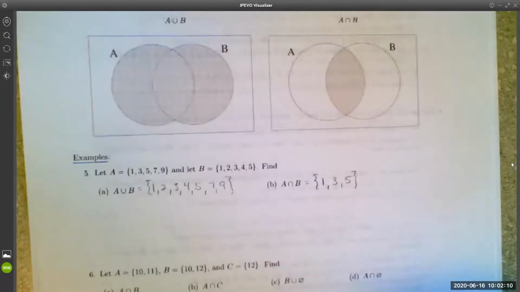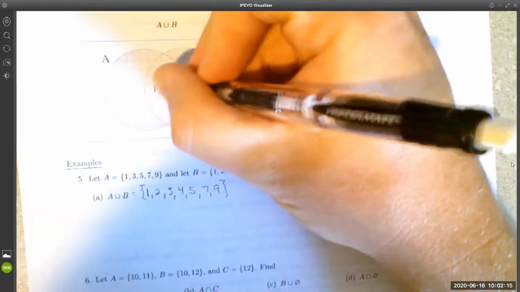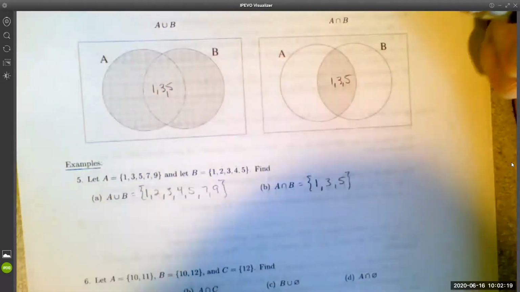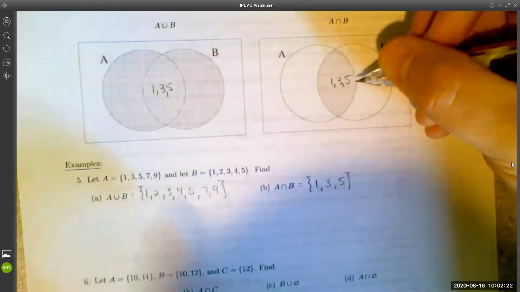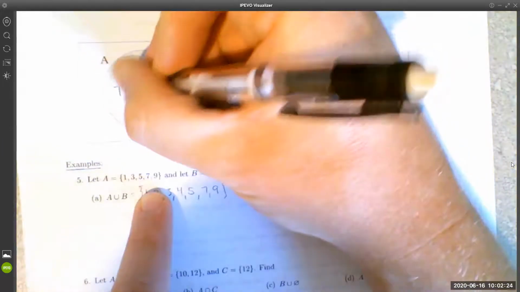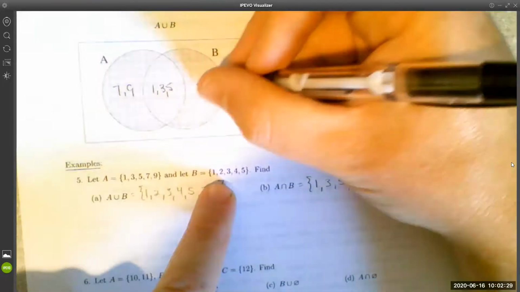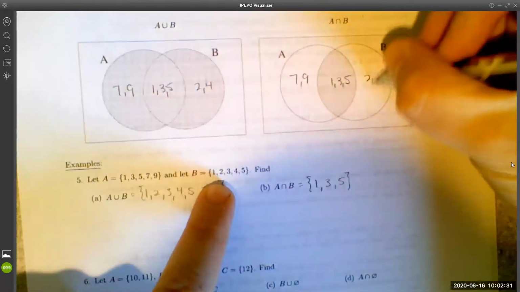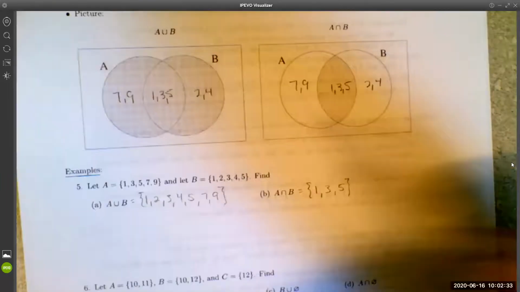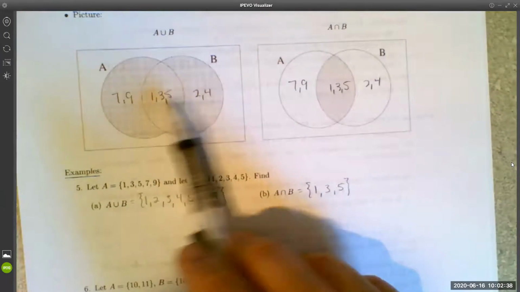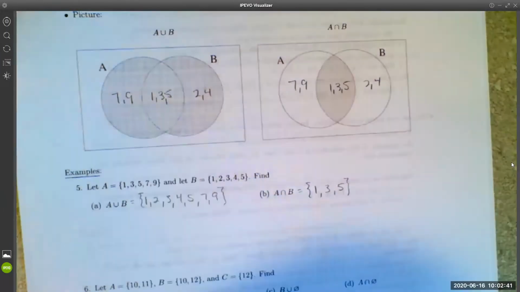In terms of the Venn diagrams, you could say something like this. 1, 3, 5 is here in the intersection. But then in addition to those numbers, A has 7 and 9, and B has 2 and 4. So that's kind of what it would look like. So the intersection is 1, 3, 5. And the union is 1, 2, 3, 4, 5, 7, 9. The whole thing. So that's the idea there.